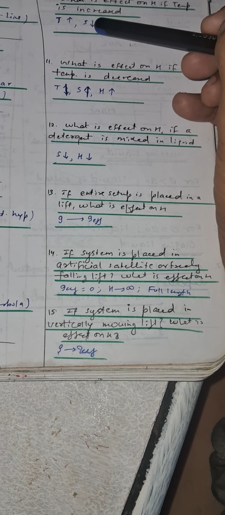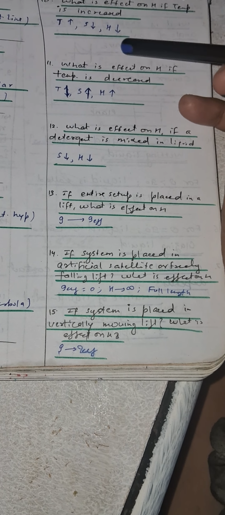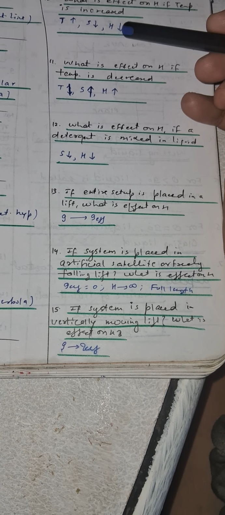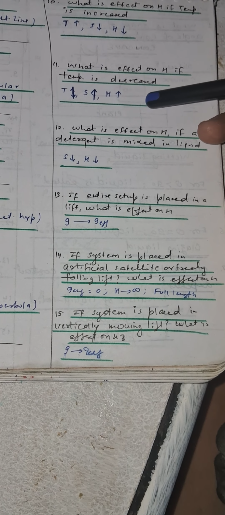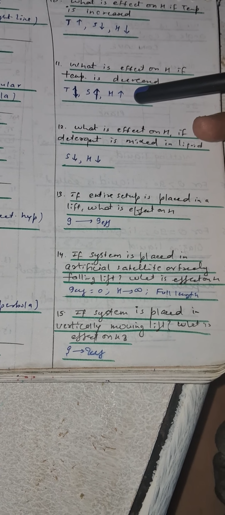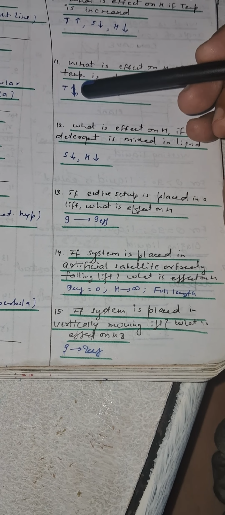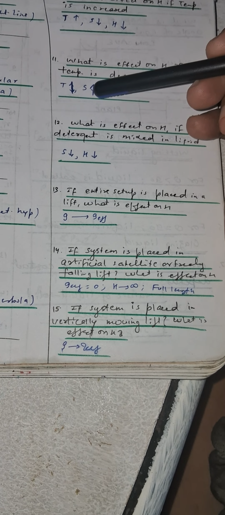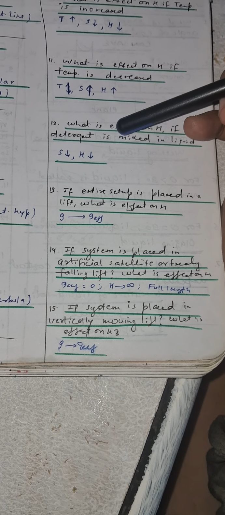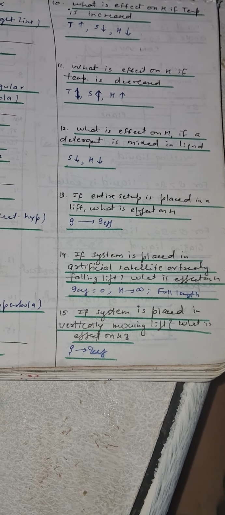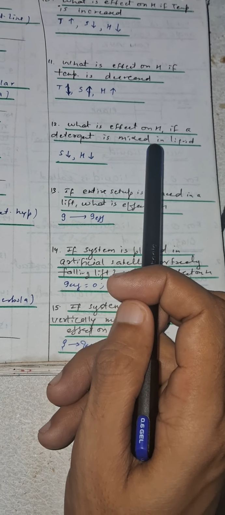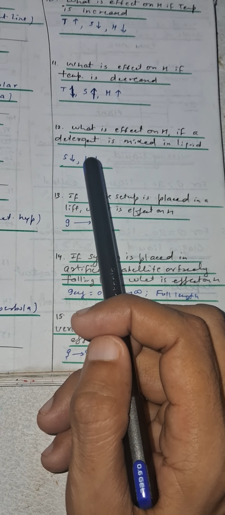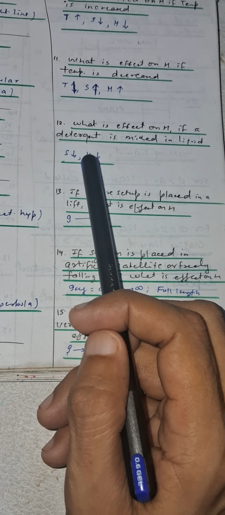So with increase in temperature, surface tension decreases, so height will also decrease. Then, what is the effect on h if temperature is decreased? So with decrease in temperature, surface tension will increase, so height will increase. Next is, what is the effect on h if a detergent is mixed in the liquid? So detergent decreases the surface tension, so height will decrease.